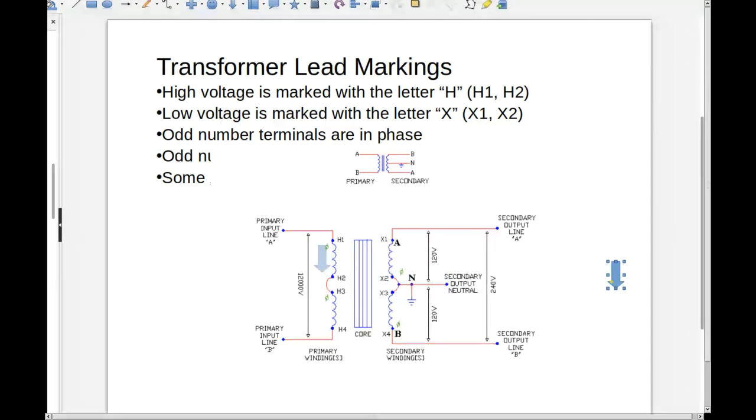All right, so not only do we have this change in voltage from the high side, which is 12,000 volts in this one, to only 240 volts here, so not only do we have the change in voltage and the change in current, but we also have an electrical isolation.